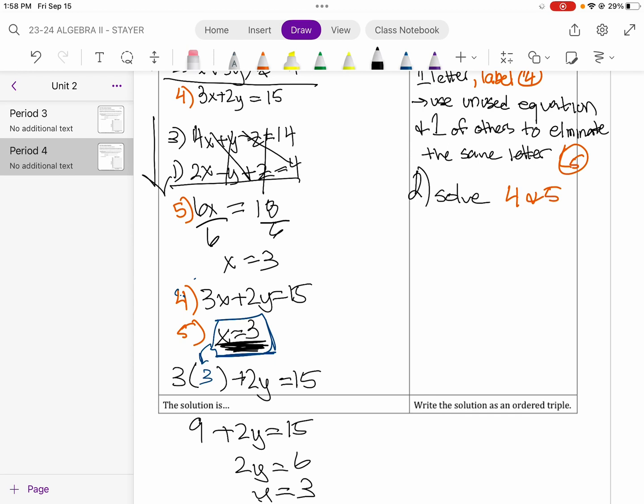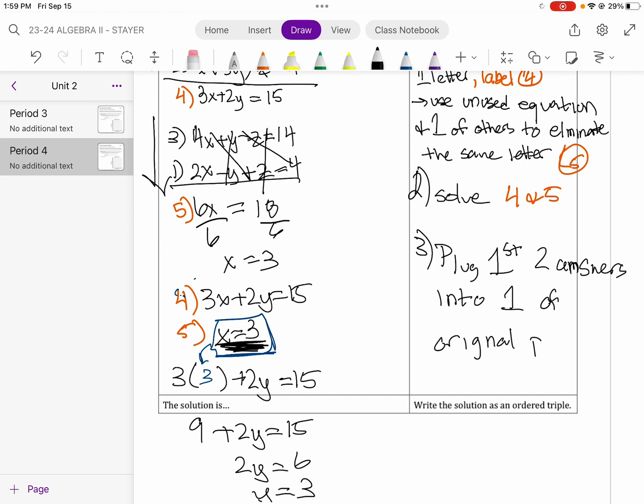And the last and third and final step is to plug my first 2 answers, in this case X and Y, into one of the original problems. So we have a 3 for X, we have a 3 for Y.